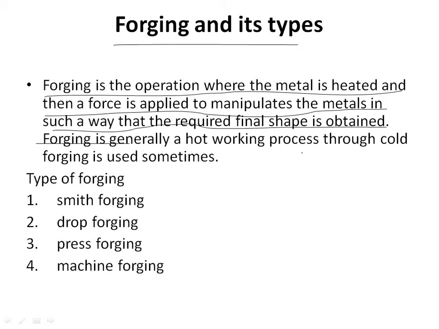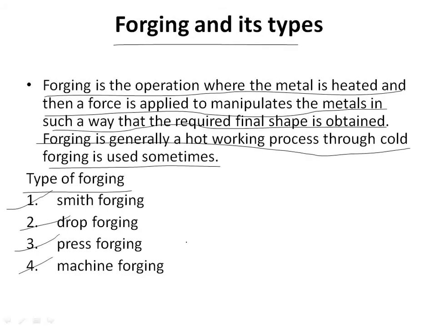Forging is generally a hot working process, though cold forging is sometimes used. The types of forging are: first, smith forging; second, drop forging; third, press forging; and fourth, machine forging. First of all, we will discuss smith forging.